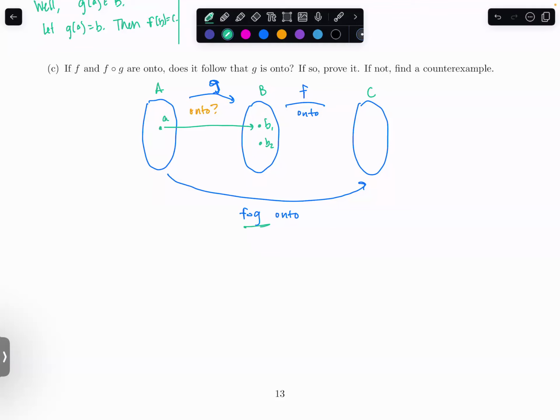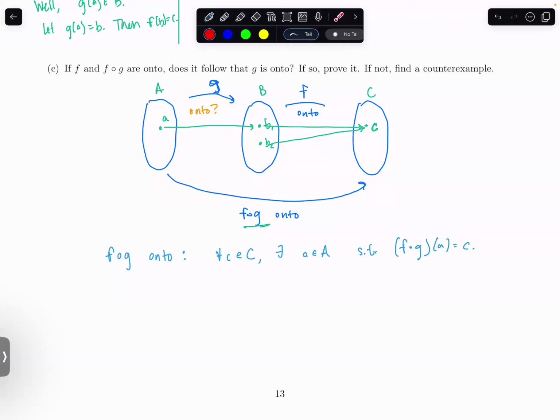Okay, so let's say we have just one thing over here, and both of these guys go there. All right, so for f of g to be onto, that means that for every c in C, there is an a in A such that f of g of a equals c. So does every element in our set C have a pre-image in A? Yeah, you can trace this back all the way to A, and that's fine.